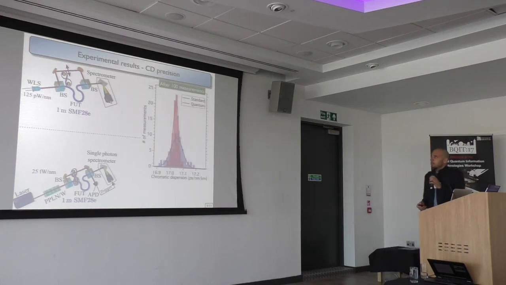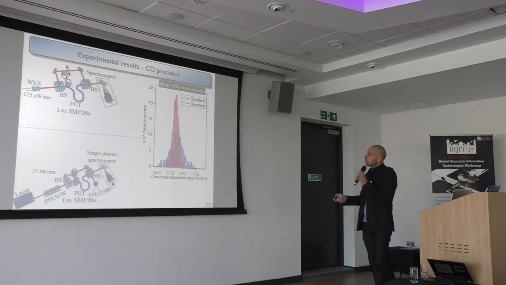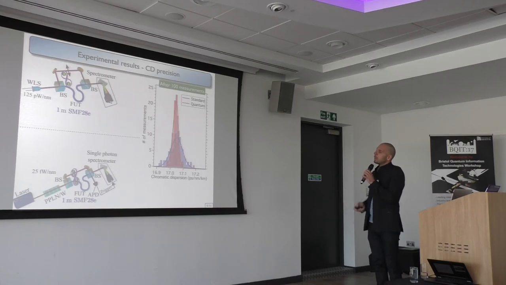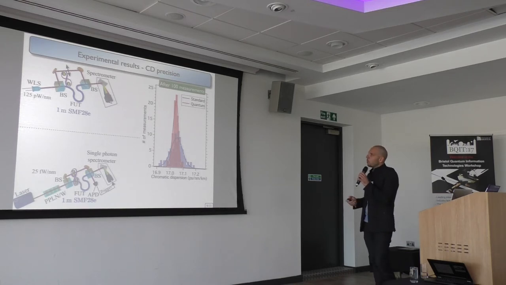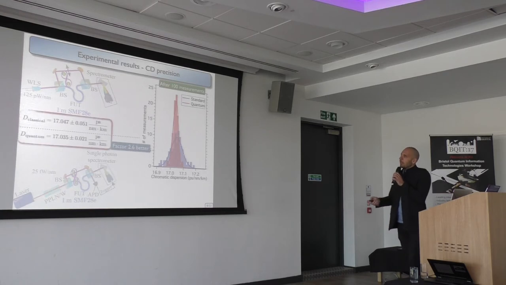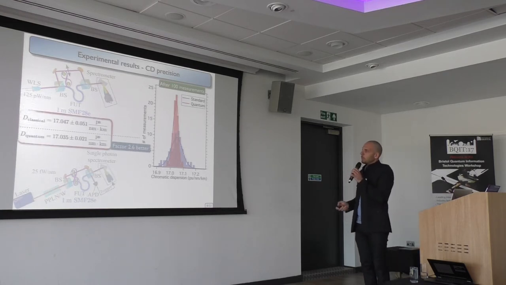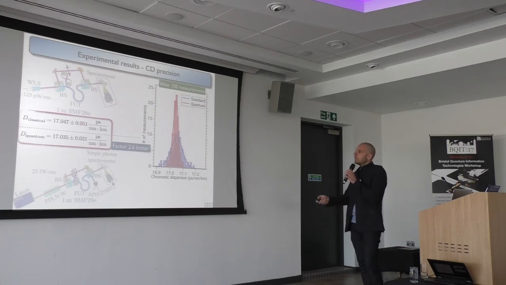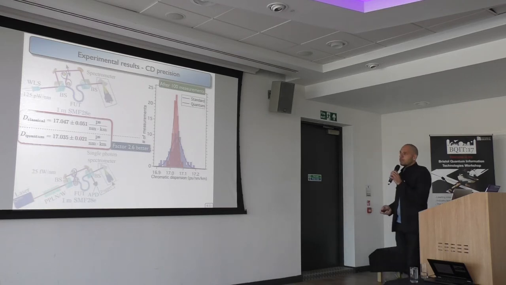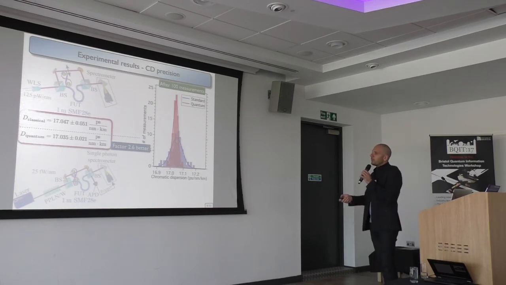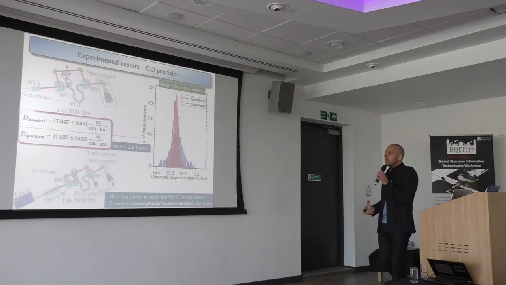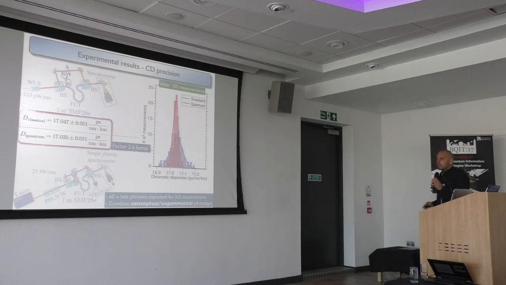Then we have repeated the measurements 100 times for each case, and you can see the dispersion of the results. The blue curve represents the standard, classical experiment, and the red one corresponds to the quantum scenario. So here we have an uncertainty on the values that we have found of 0.051 picosecond per nanometer per kilometer, and in this case we have 0.021, which corresponds to a 2.6 improvement factor between the two situations.